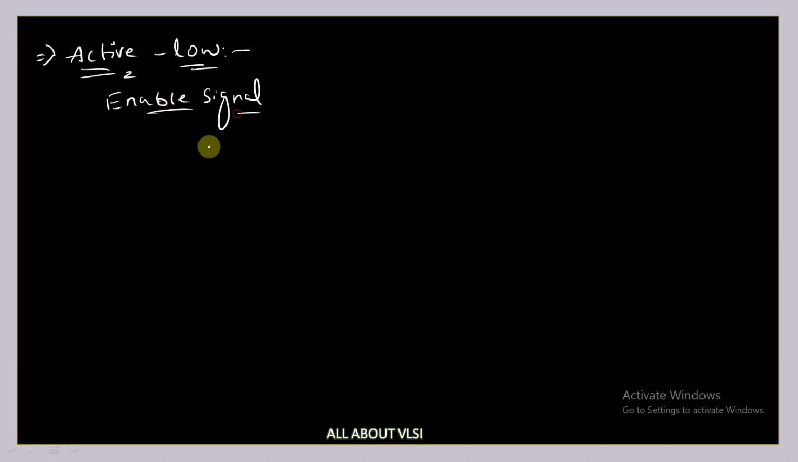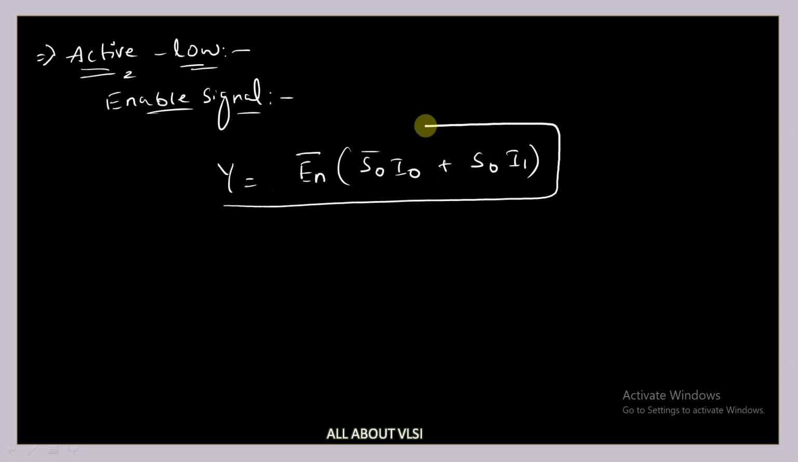Sometimes we will see this type of question in our problem solving sessions. I will show you. If we have an active low enable signal, your multiplexer equation will look like this: y is equal to enable bar into (s naught bar into I naught plus s naught into I1). So this is your expression with your active low enable signal.